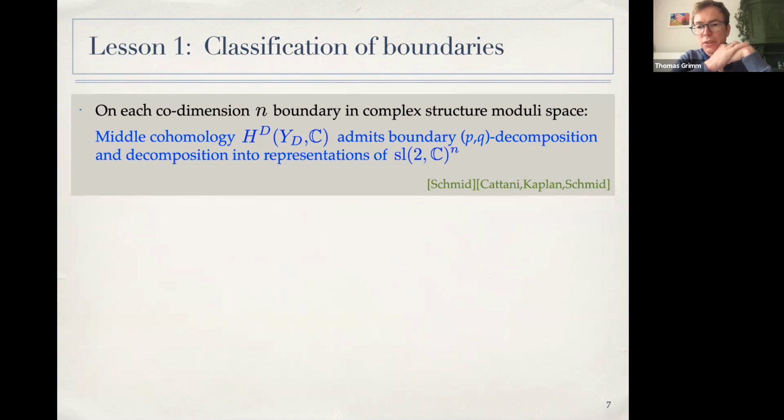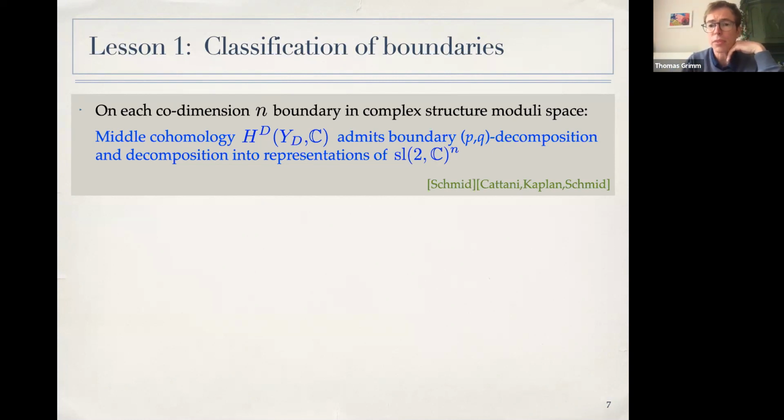So let me first say the first lesson, quickly sketch this. First of all, we understood that on each of these boundaries, there is a PQ decomposition, and a decomposition into SL2C to the n representations. So for every boundary, you can associate something like a Hodge decomposition in PQ types and an SL2 to the n group and its representations. The representations which appear on the boundary are specific to the boundary in complex structure moduli space, and you can do this for every boundary which occurs. And the codimension n boundary gives you an SL2 to the n.